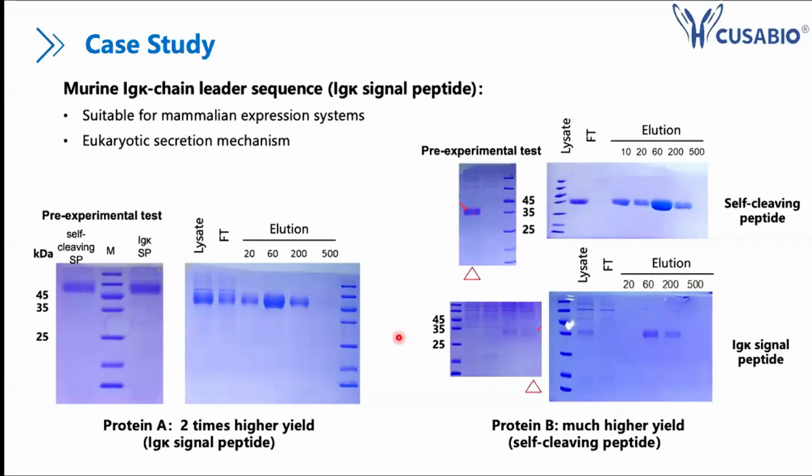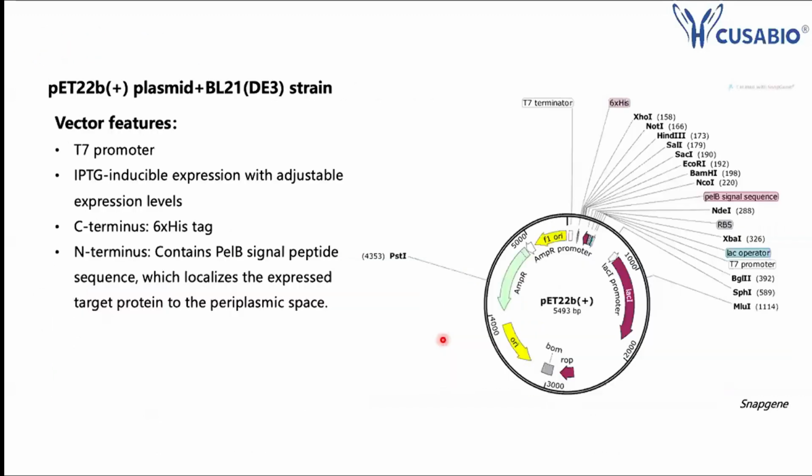So I know it's very interesting to see very opposite results for protein A and protein B. But I'm not saying which type of peptide is better. What I want to highlight here is that finding the optimal signal peptide will help you get a very good result. And also be sure to do a pre-experimental test, because from the pre-experimental test result, you can always find the optimized condition before you scale up your expression experiment.